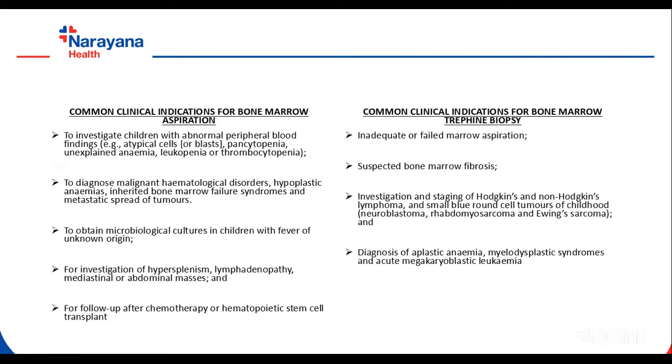Common clinical indication for a trephine, as I had already mentioned, for an aplastic anemia, it is important to always do a trephine biopsy. A cellularity should always be assessed on a trephine biopsy, to investigate for certain lymphomas infiltrating the trephine, and certain small blue round cell tumors like a neuroblastoma, RMS, and Ewing's. It also helps in staging of the tumor in such cases.